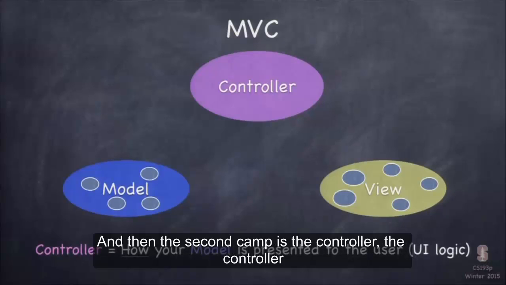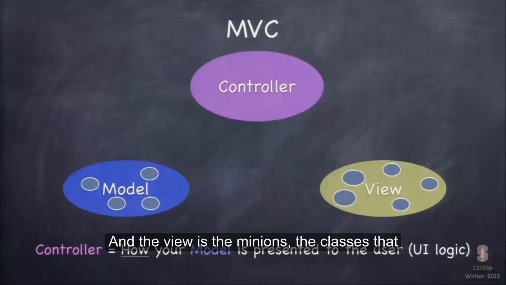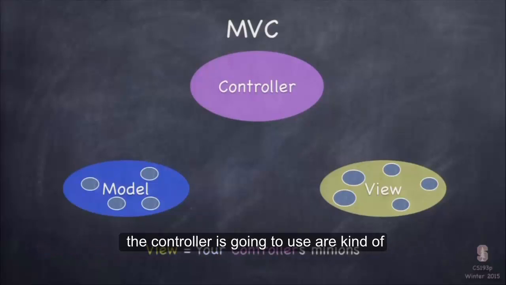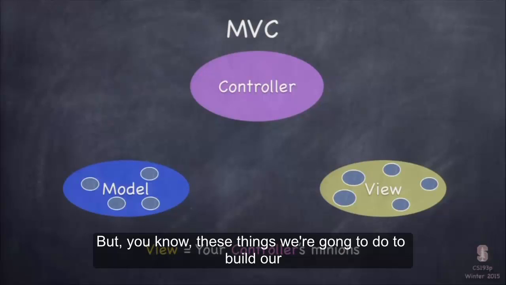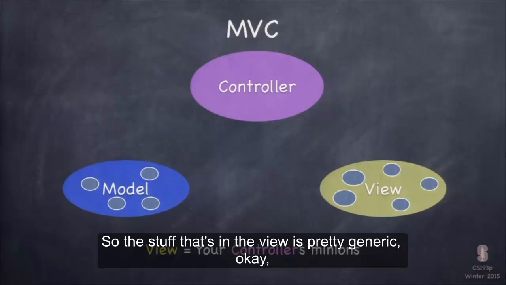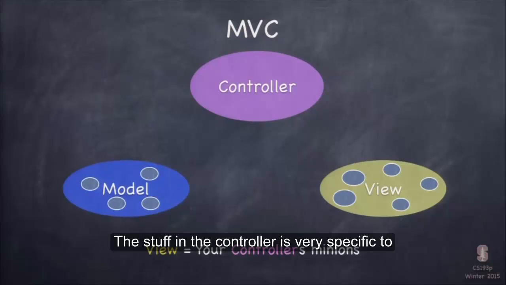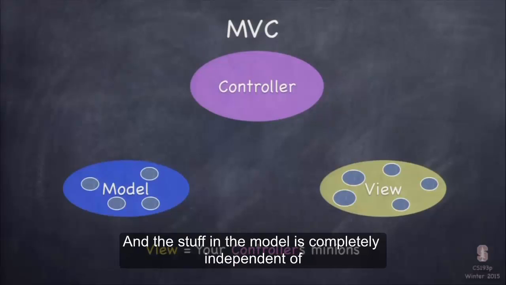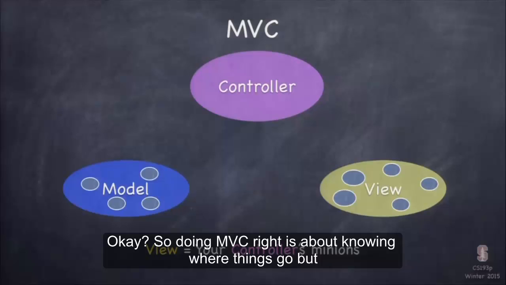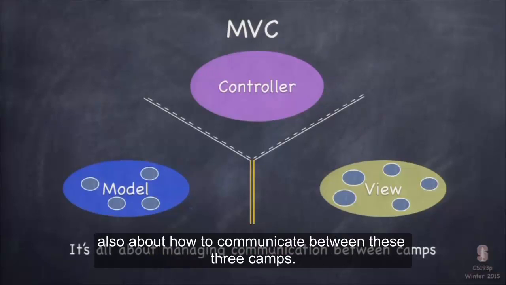And then the second camp is the controller. The controller controls how the model is presented on screen. And the view is the minions, the classes that the controller is going to use, kind of like the building blocks, the Lincoln Logs. I don't know, maybe that's before all of your time, but the things we're going to use to build our UI, we're going to use in the view. So the stuff in the view is pretty generic, generic UI elements. The stuff in the controller is very specific to how your UI works, and the stuff in the model is completely independent of how your UI works. So doing MVC right is about knowing where things go, but also about how to communicate between these three camps.